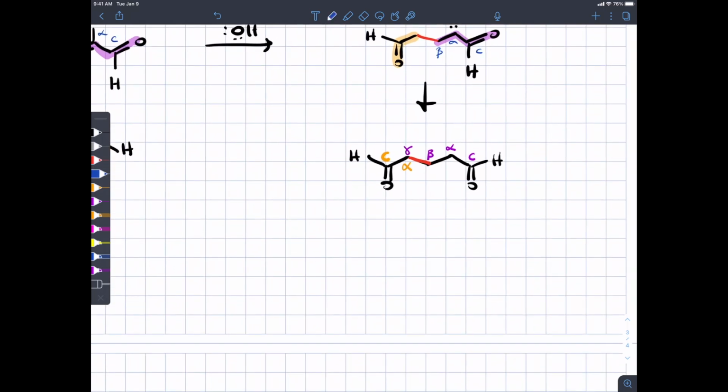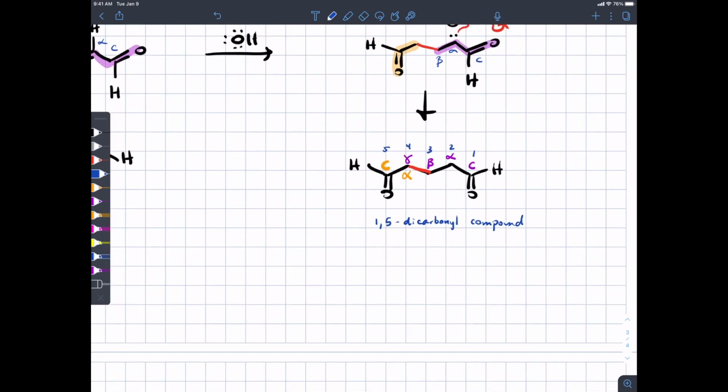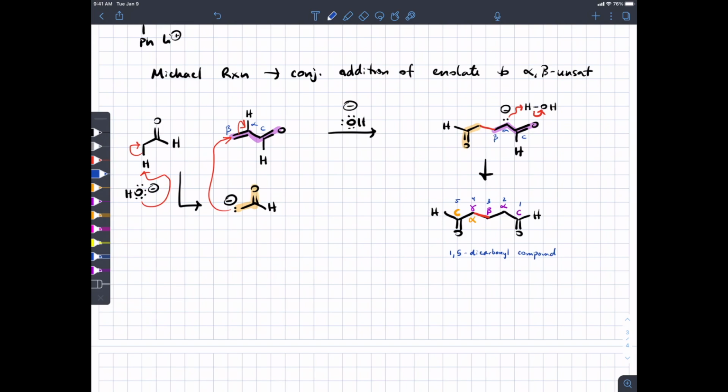Another perhaps easier way is just to start numbering with one of the carbonyls, 1, 2, 3, 4, 5, and to realize that a 1,5-dicarbonyl compound is something you could have made via the Michael reaction. Okay, so given a Michael reaction starting material and a Michael reaction product, be able to draw the mechanism. Given an alpha-beta unsaturated carbonyl compound and an enolate or a molecule that could form an enolate, be able to draw the Michael products.